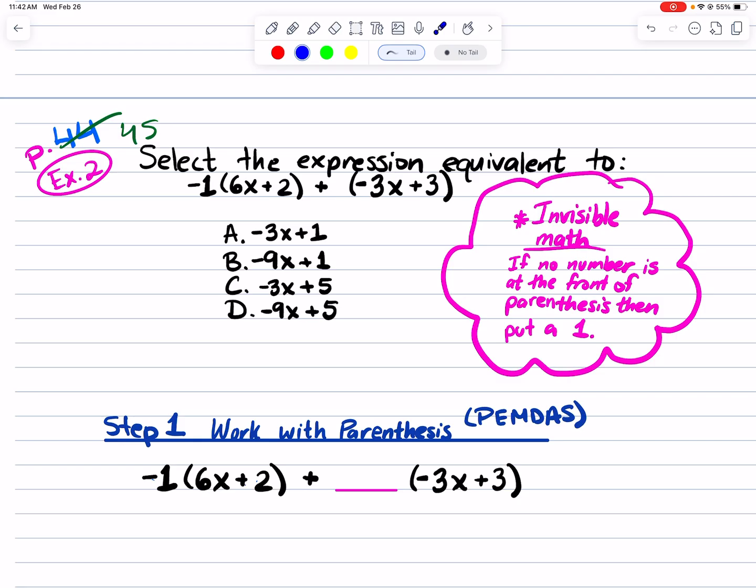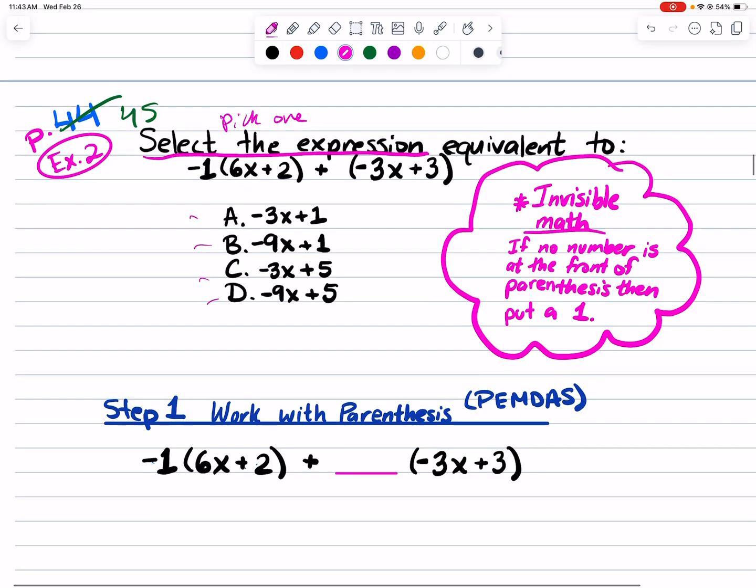All right. Select the expression equivalent to negative 1. Oh, look at that. Negative 1. That's going to change something here. The signs are going to change. And here, plus parentheses negative 3x plus 3, close parentheses. Okay, so first things first. Select the expression. That means to pick one. If it said an S, it would be 2, but no. Equivalent to negative 1, close parentheses, 6x plus 2 plus that. And then we have A, B, C, D, of course.